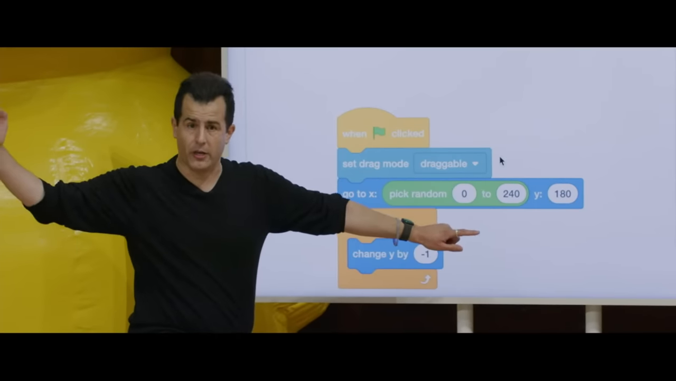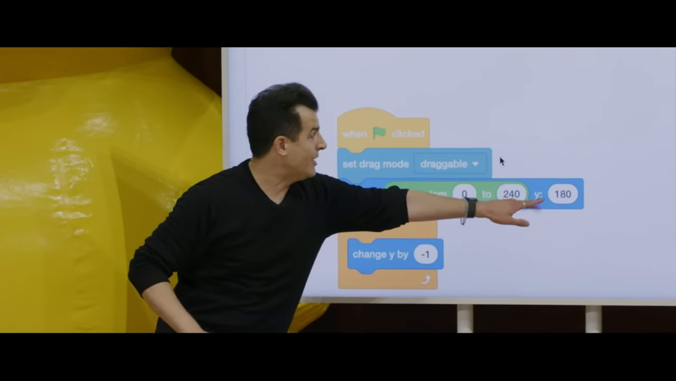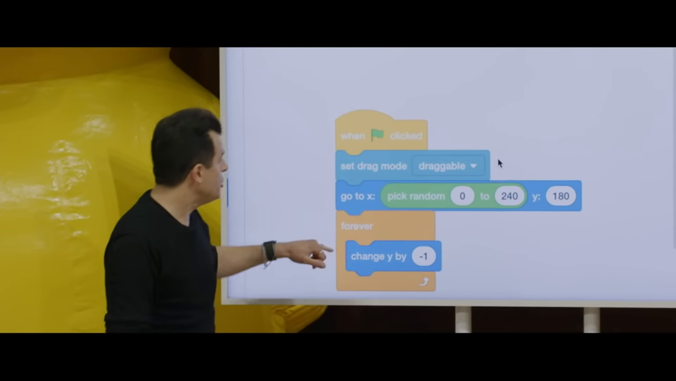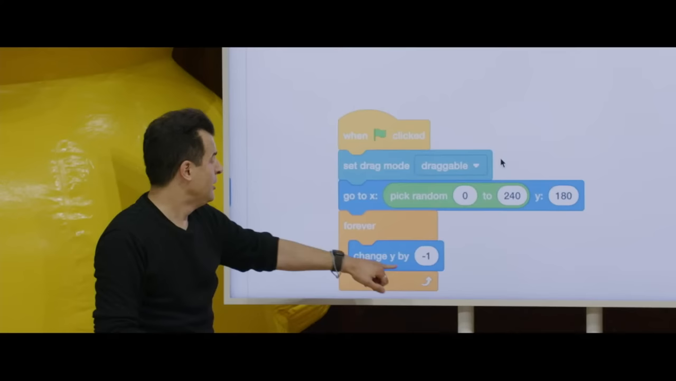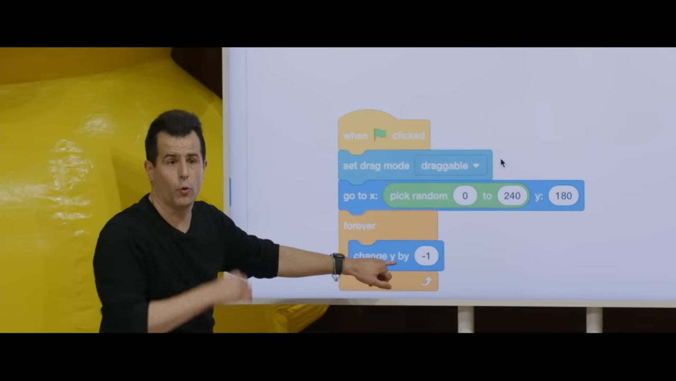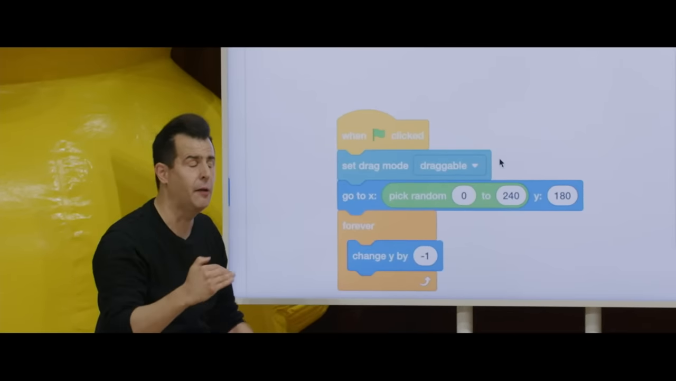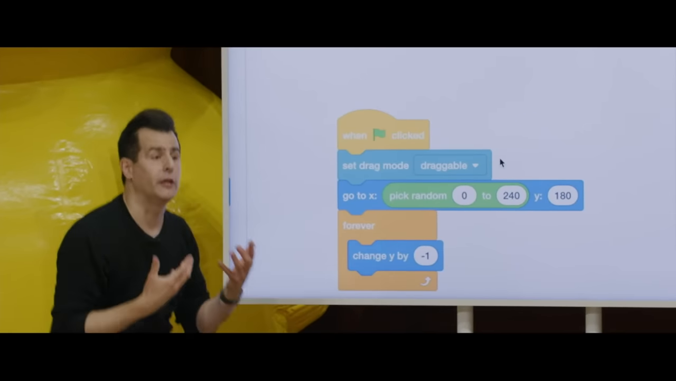But once I figured that out, I tell the trash to go to a random x coordinate between 0 and 240 from left to right, and then the y location 180, because I always want the trash falling from the sky. And then what do? I told the trash to forever change its y coordinate, its vertical coordinate, by -1, so like one pixel at a time, which creates the illusion of it falling from the sky.